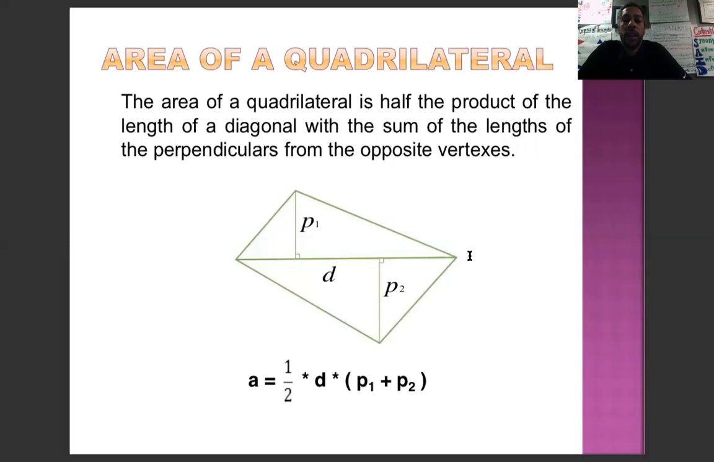The area of a quadrilateral is half the product of the length of a diagonal with the sum of the lengths of the perpendiculars from the opposite vertexes. So the area is going to equal 1/2 of the product of the length of a diagonal and the sum of the lengths of the perpendiculars from the opposite vertexes. So these are the perpendiculars, these are the opposite vertexes, this is the diagonal.